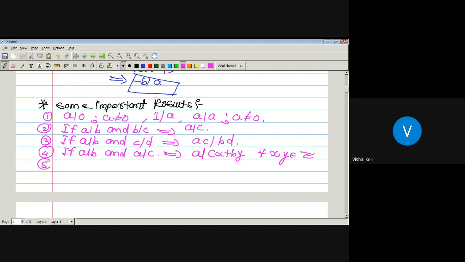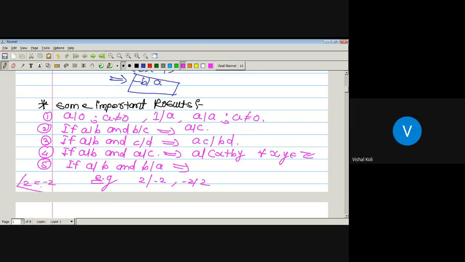Now the last one is: if a divides b and b divides a, then what is the relation between a and b? a equal to b? For example, 2 divides minus 2, and minus 2 divides 2. Whether 2 and minus 2 are the same? Whether the integer 2 is equal to minus 2?